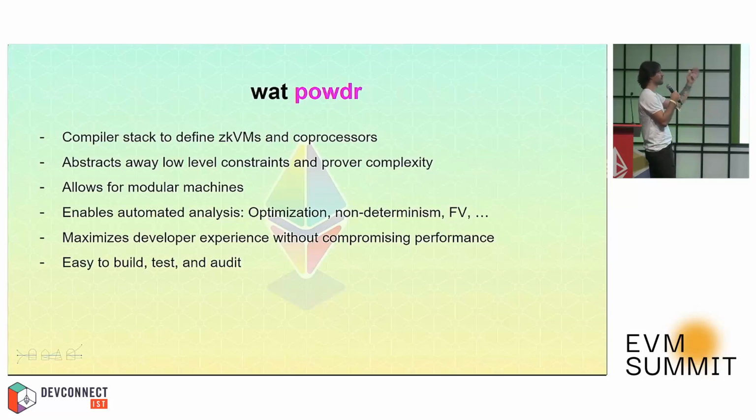We can apply different passes that work for any VM that you write. So the compiler code is the same, and everything goes through the same pipeline. The main idea is that this is going to develop to maximize developer experience without compromising performance, which is the main thing you get by doing low-level implementations.